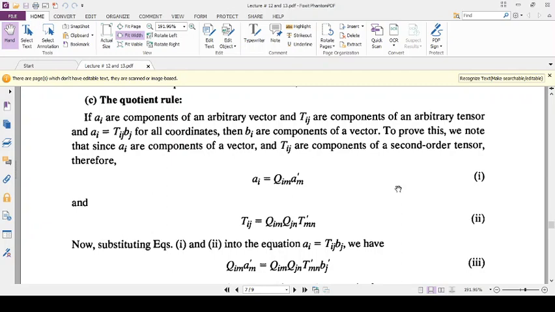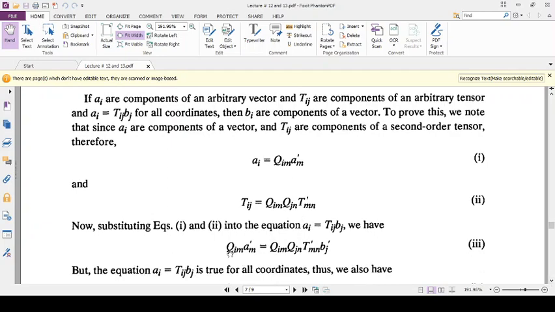As a_i are the components of a vector, this can be written as a_i equals q_im a_m dash. This is equation number 1. And we know that T_ij are the components of a tensor, so we can write equation number 2. Simply substitute equation 1 and equation 2 into this given equation, a_i equals T_ij b_j, and here it is not dash, it is simply b_j.